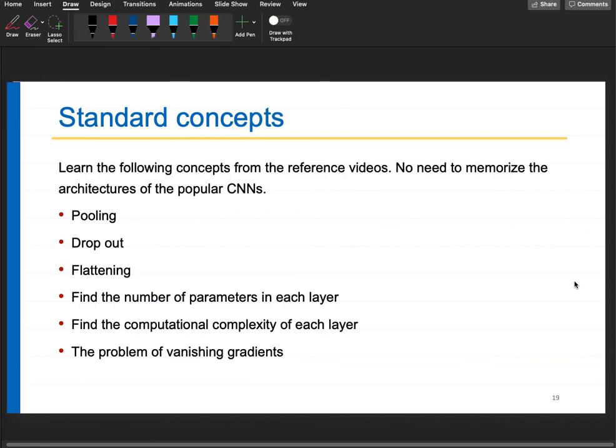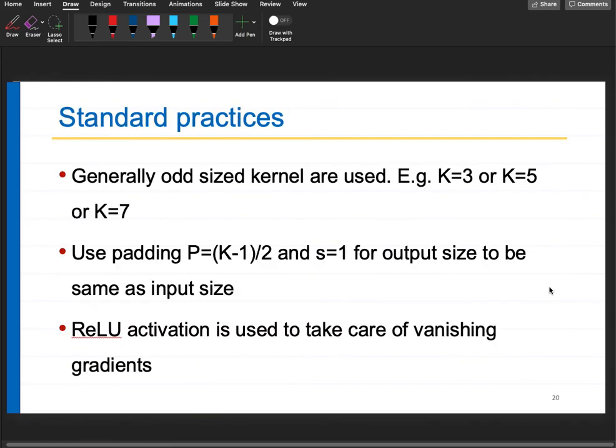Okay, and the problem of vanishing gradients we have already discussed, but in these videos you will see some more discussion, so you can do that. Standard practices, generally we use odd-sized kernels, 3, 5, 7, like that. And we use padding. Generally padding is used whenever you want your output size to be the same as the input size. And ReLU activation we have discussed already.